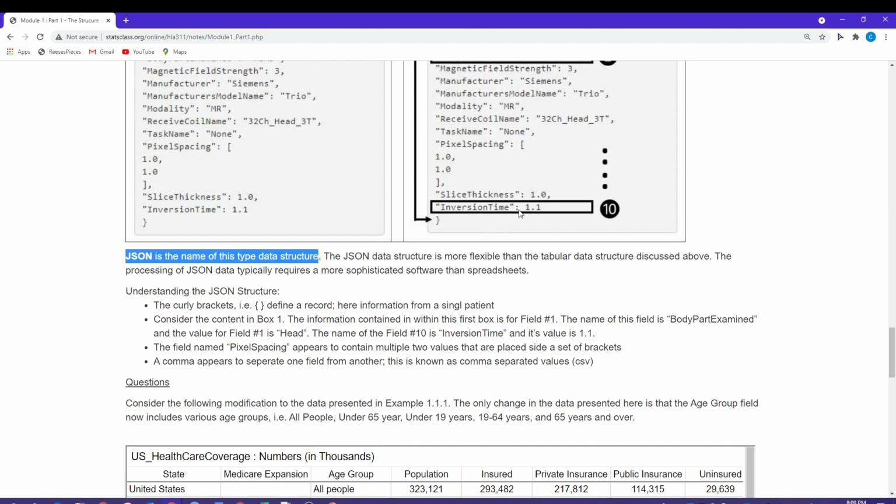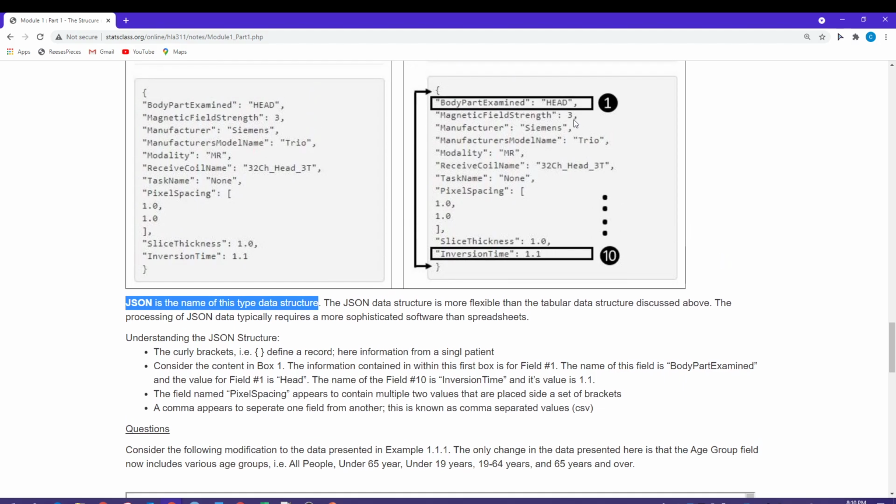You can see here that the semicolon is being used to differentiate the field name from the field value. A comma is being used to separate the different fields. So here you can see at the end of each of these rows is a comma. That is separating that modality field from the receive coil name field.